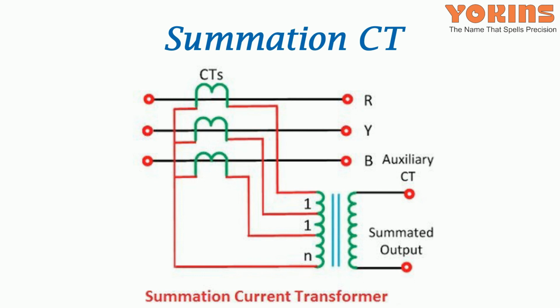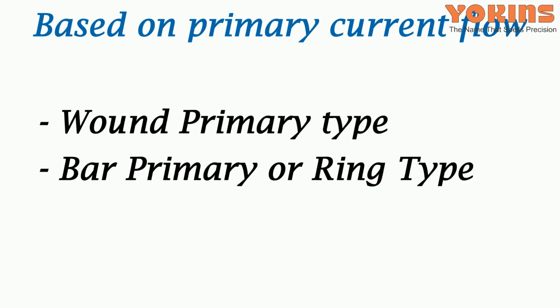Summation CT. Summation CTs are designed to summarize several synchronous alternating currents of equal phase relation. They are used to add the secondary currents of several main CTs in order to measure with one CT only. It is further divided into two types based on primary current flow: WPL, and bar primary or ring type.